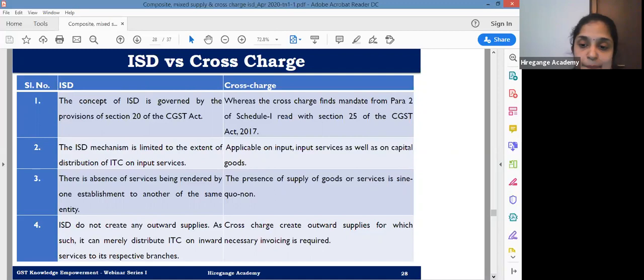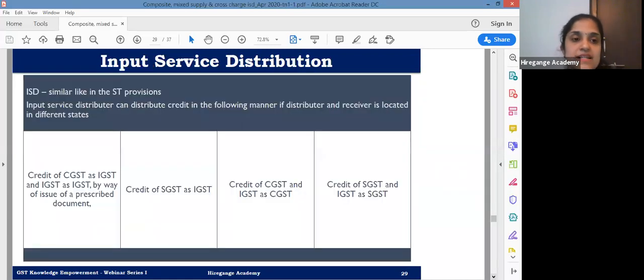Cross-charge means there is a supply of goods or services by one branch to another branch, one establishment in one state to another state, wherein all these establishments are part and parcel of the same entity and are required to charge each other under invoice with applicable IGST. For ISD, there used to be a similar provision in service tax. So how can the credit be distributed? I don't want to get into too many technicalities. I will just explain the concept.